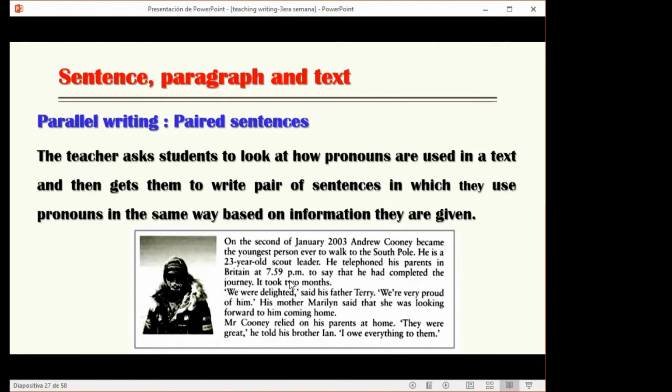So they need to analyze how pronouns are used. For example, Andrew Kinney became the youngest person ever to walk to the South Pole. He is replacing Andrew. He again had completed the journey. It took 2 months. It is replacing journey. We were delighted, said his father Terry. We're very proud of him, his mother Marilyn. Notice, so they start analyzing.